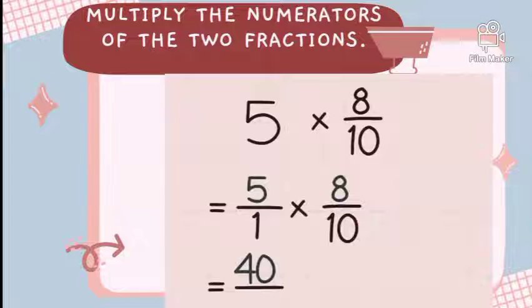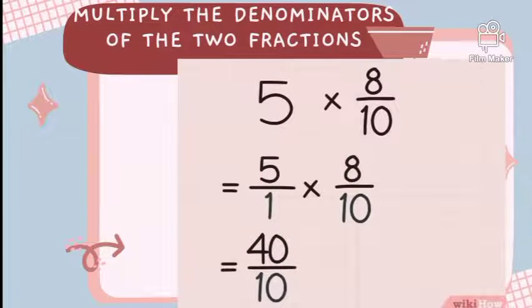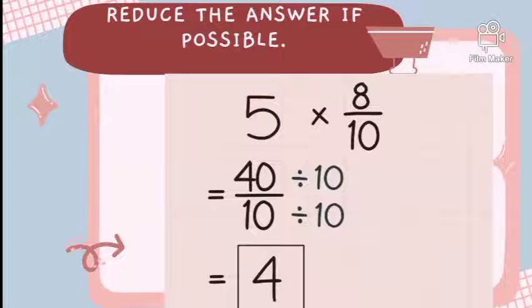Then we'll do the simple way by multiplying the numerators, which is 5 times 8, which gives us 40. We multiply the denominators, 1 times 10, which is what? 10. 40 divided by 10 is simply 4. You reduce to the barest minimum or to its lowest term. 40 and 10 can be divided by 10. 40 divided by 10 is 4. 10 divided by itself is 1. So the answer is simply 4.